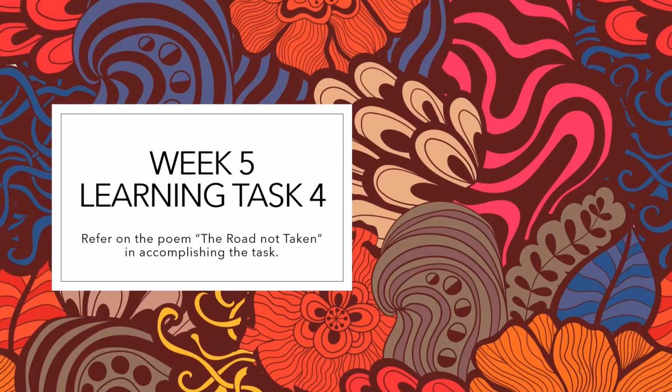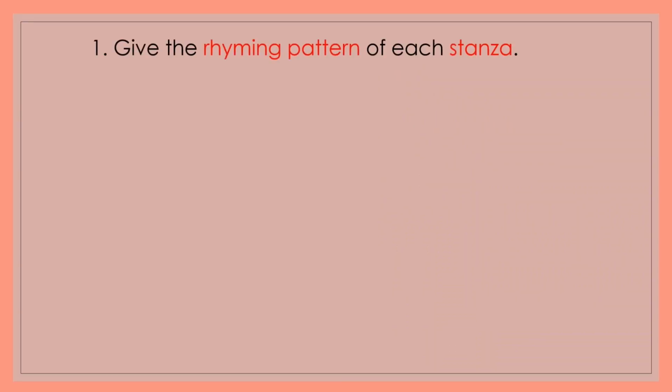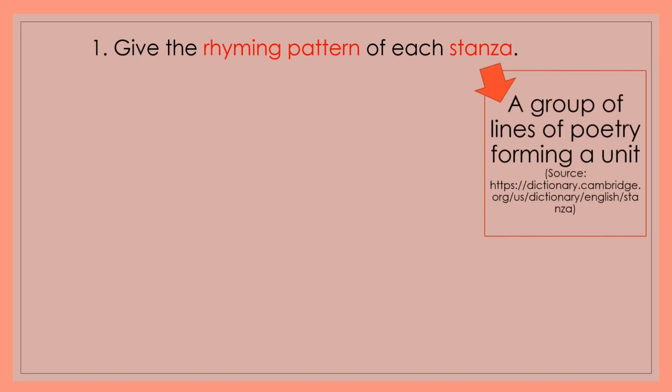Based on your week 5 learner's packet, there are 4 tasks that you need to work on to complete the assessment part. And you have to refer to the poem The Road Not Taken in accomplishing the task. First, you have to give the rhyming pattern of each stanza. But what is a stanza? A stanza is a group of lines of poetry forming a unit.